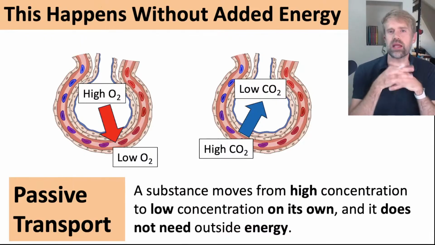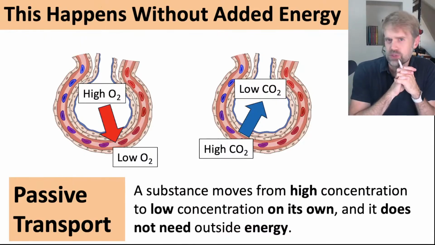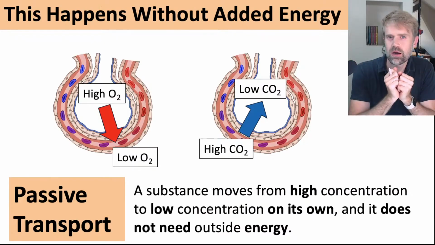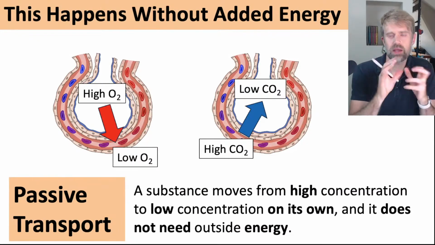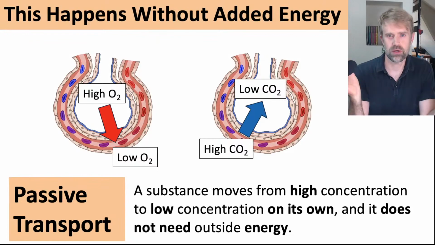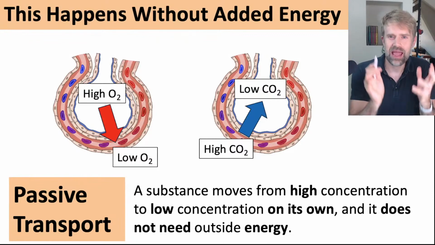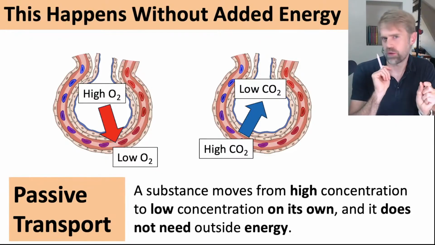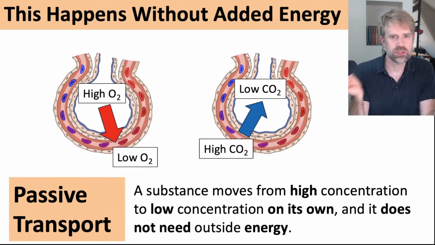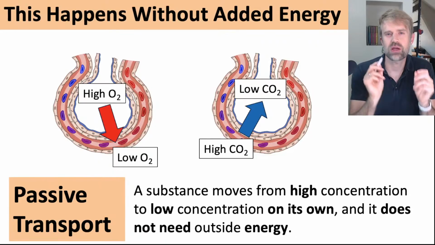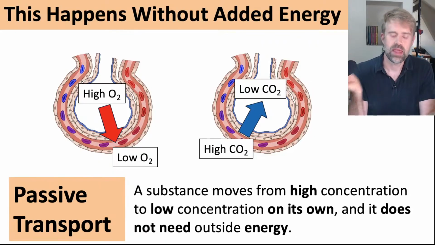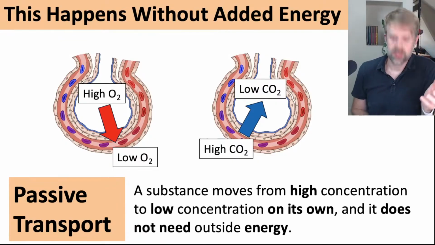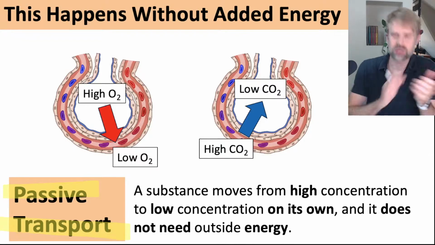As I keep saying, diffusion happens without added energy. It just happens on its own. The smoke from the cigarette diffuses from high concentration to low concentration. It spreads out through the bar without adding any extra energy. The food coloring spreads out, diffuses through the glass without adding extra energy. It just happens on its own. And because of that, we call this passive transport.